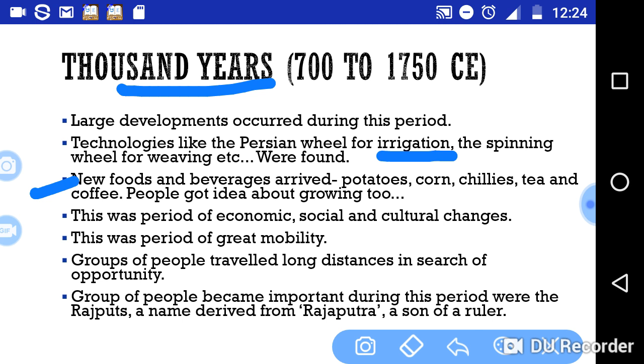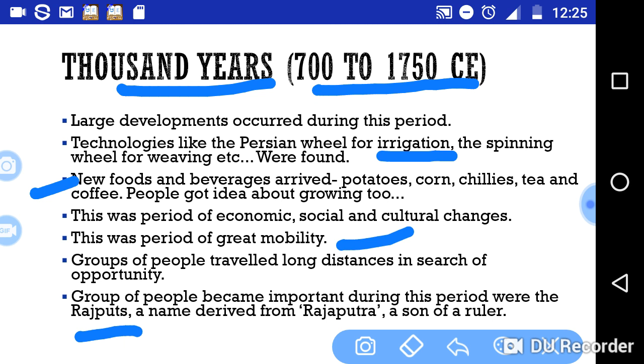And this was the period of many changes, like economic, social, and cultural changes occurred during this period. And this period can also be referred to as the period of great mobility because people started traveling from one place to other places. People were traveling in search of opportunity, and many groups of people became important during this period, and these were referred to as Rajputs.